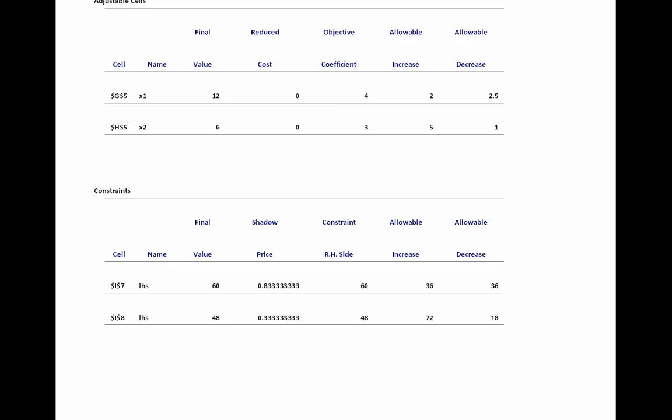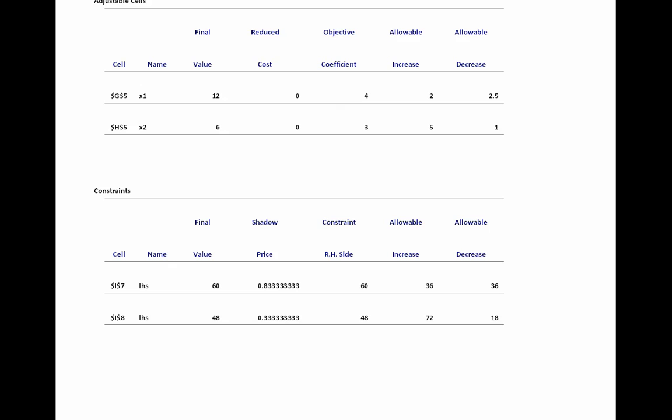So if you had a choice between Department A or Department B for an extra hour, I'd go with Department A because the shadow price is higher. It's 83 cents. Also notice on the top half of the sensitivity report, you've got the range of optimality.